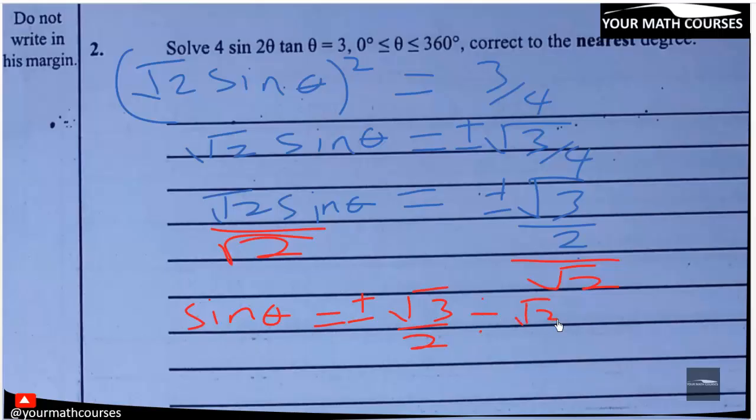So we can multiply by the reciprocal of root 2, which is 1 over root 2. So this will give us times 1 over root 2. So it will give us plus or minus square root of 3 over 2 root 2.